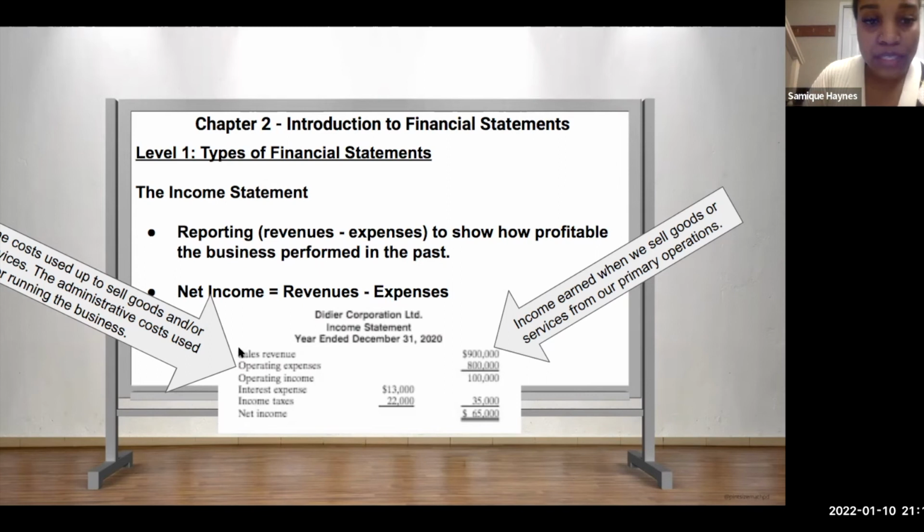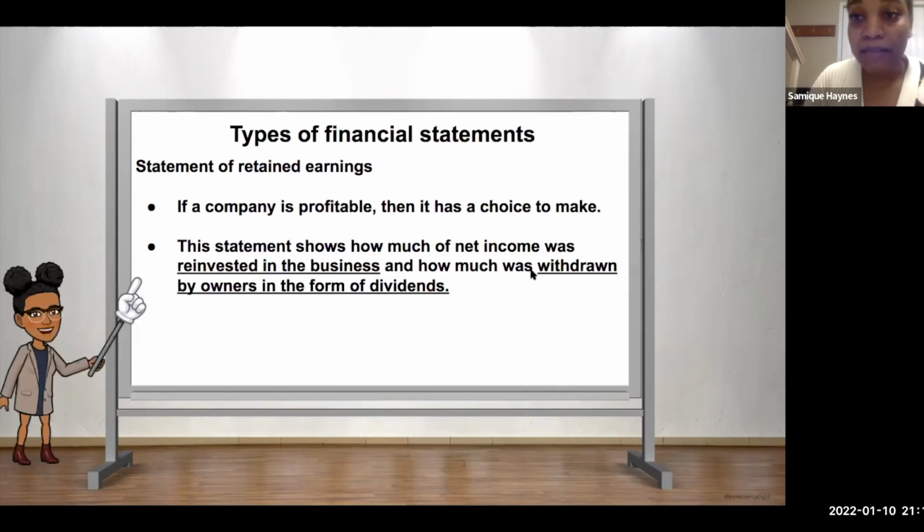If you notice here, we see that sales revenues less our operating expenses gives us our operating income. And then if you look down at the bottom, we have net income. Now, what do you think from what you see is the difference between an operating and a net income? Net income is the final income you make after you make your deductions for income taxes and interest, okay? So operating income less our interest expense, less our income taxes, gives us our net income. Okay, good. Then we have a statement of retained earnings.